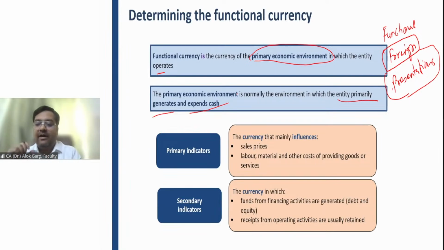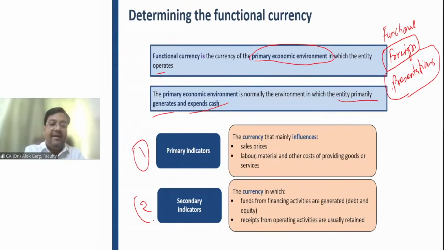Sir, for example, a company has operations in India, USA, and China. They have operations in 3 countries. So how can we identify the functional currency? Because the functional currency should be one. So how can we identify that? The standard has given you 2 indicators, the primary indicator and the secondary indicator. So what is the primary indicator? The primary indicator is the currency.